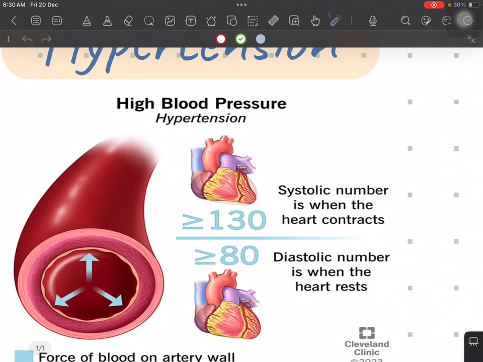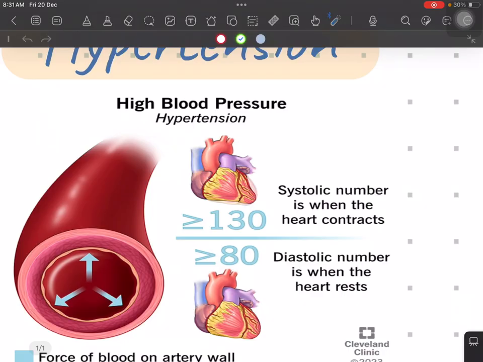Blood pressure is written as two numbers. First, systolic. This number represents the pressure in the blood vessels when the heart contracts. The second is diastolic. The diastolic number refers to the pressure in the vessels when the heart rests.